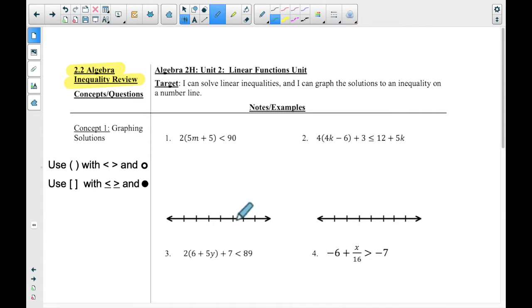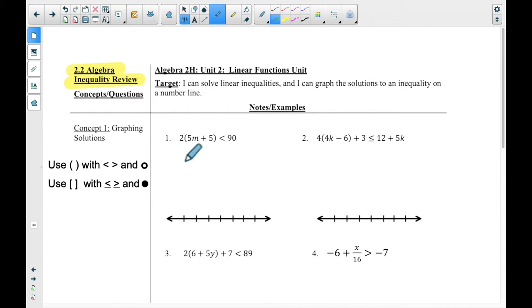And we're also going to talk about how to graph those on a number line, and this is a rule that we learned last unit when we were talking about functions, and the same rule applies to this unit. That is, you're going to be using parentheses if there's not an equal sign or an open dot, and you're going to use the square brackets if there is an equal sign and a filled in dot. So let's go ahead and get started.